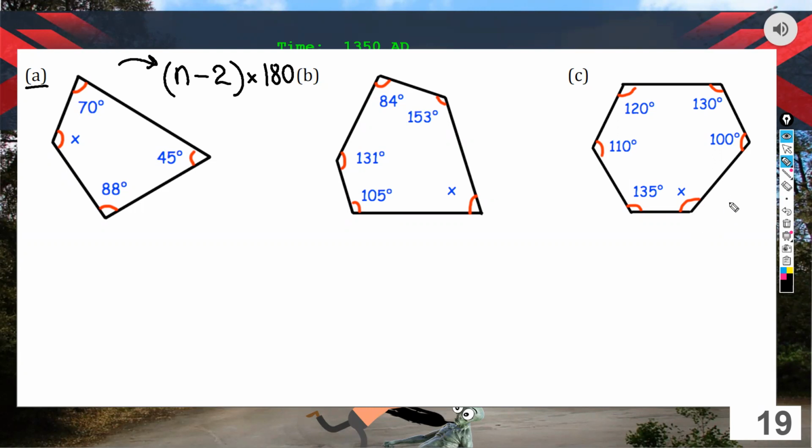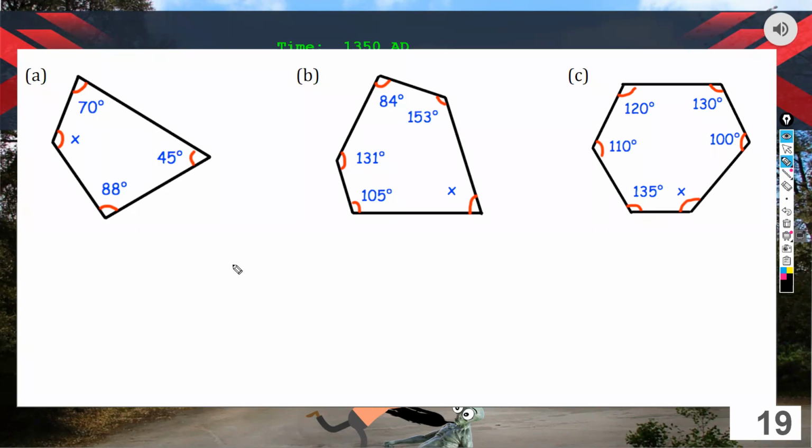So without using this formula, do you all think you can find angle X for me? Let's see how much we get. We just have to add up 88, 45, and 70 and subtract it from 360. A very easy beginner's question for today's class. Don't forget to put your answers on the screen.